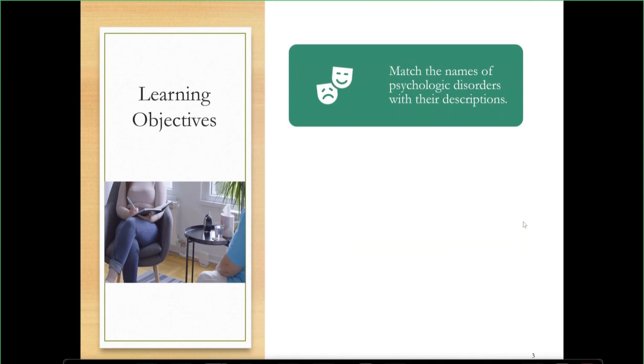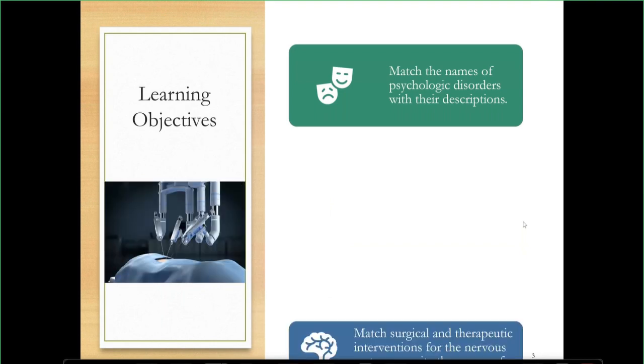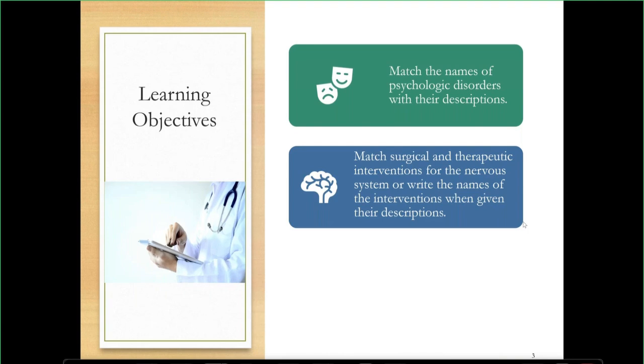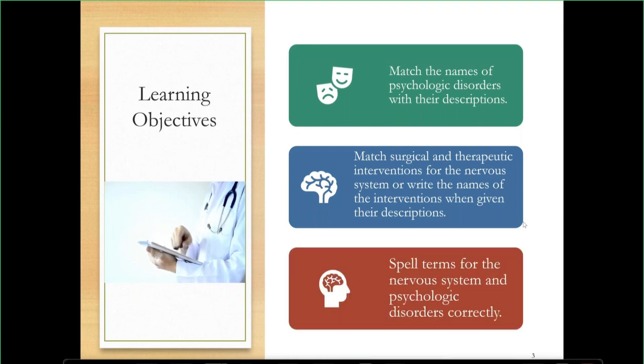We will also learn to match the names of psychologic disorders with their descriptions, match surgical and therapeutic interventions for the nervous system, or write the names of the interventions when given their descriptions, spell terms for the nervous system and psychologic disorders correctly.